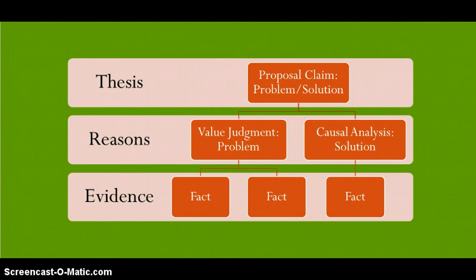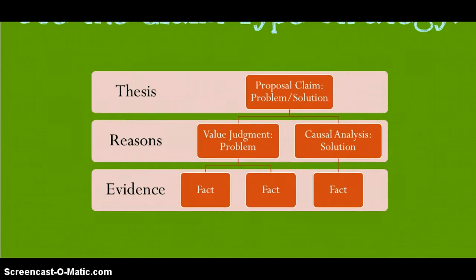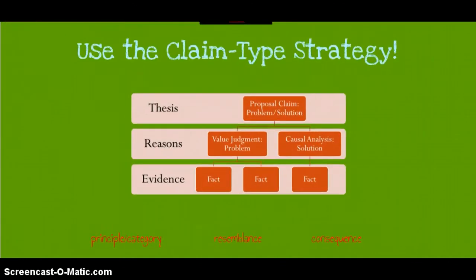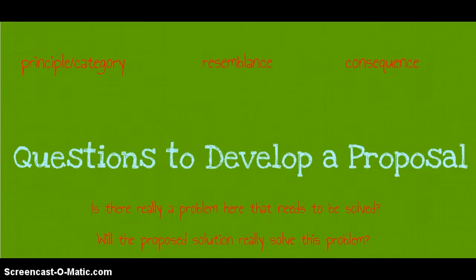Or you might come up with a resemblance argument to show how your proposed action has been done successfully elsewhere or is like another action valued by your audience. Remember, these lower order claim types will help you develop your proposal with audience-based reasons.